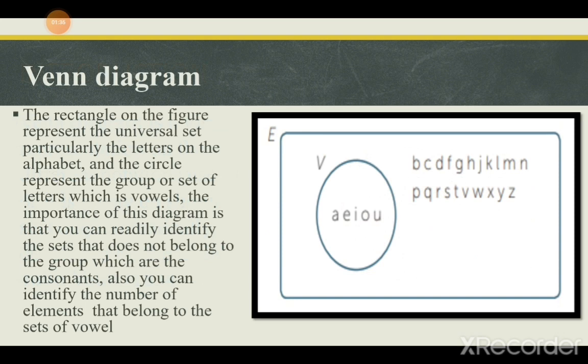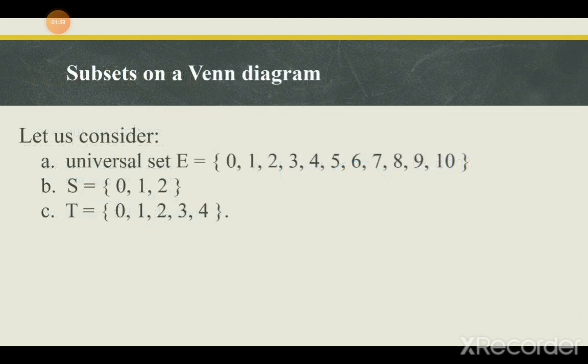Next. Your Venn diagram has symbols, wherein you have a rectangle which shows the universal set. The universal set contains all the values in your set. And then you have your sets and your subsets. Consider the universal set E, which is equal to 0, 1, 2, 3, 4, 5, 6, 7, 8, 9, 10. And you have a set S equal to 0, 1, 2, and another set T equal to 0, 1, 2, 3, 4.